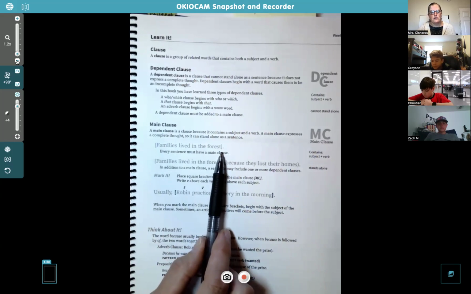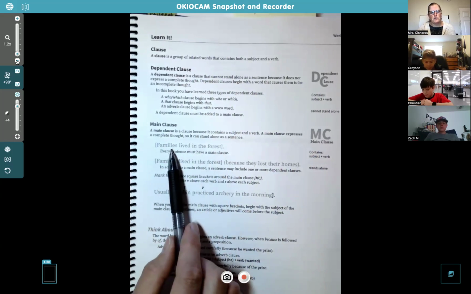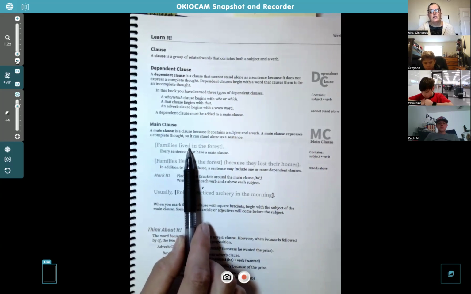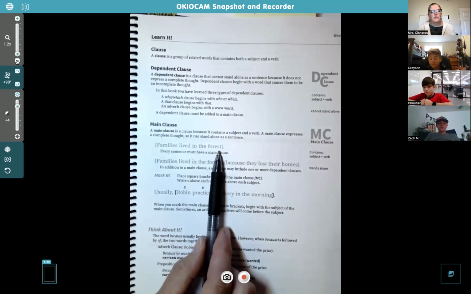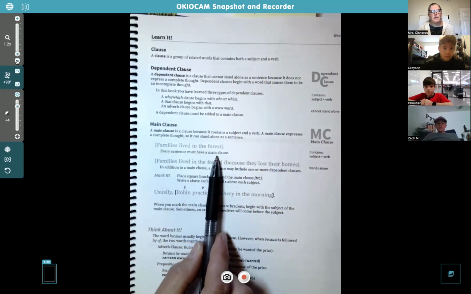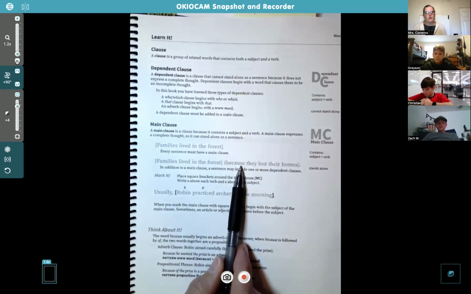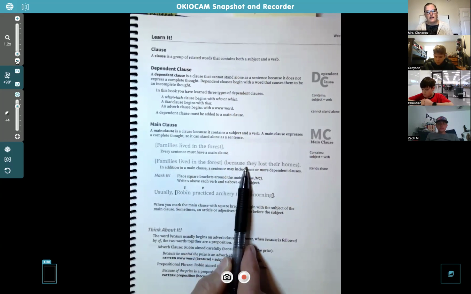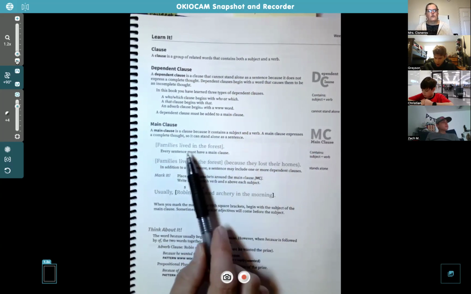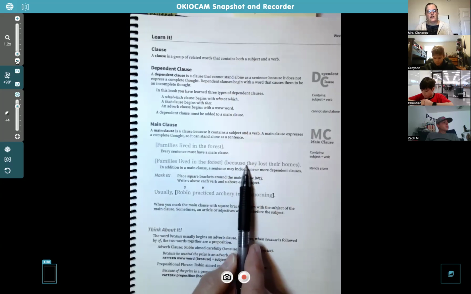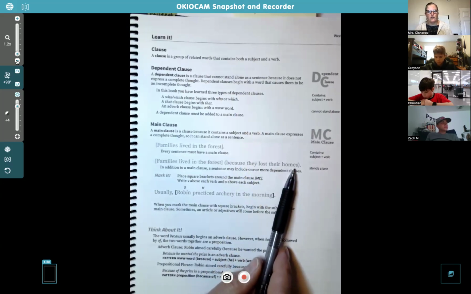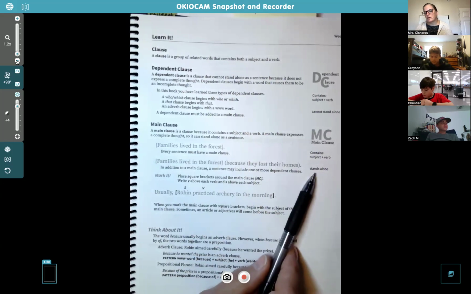Families lived in the forest. That's an example of a main clause. You've got your subject families, you've got your verb lived, and then the rest of the sentence. So every sentence must have a main clause. Here they've added a dependent clause. This is going to be one of those adverb clauses, the Asia word, .b. Families lived in the forest because they lost their homes. So now this clause here, because they lost their homes, that doesn't work by itself. It's not a complete thought, but you can add it to a main clause and it becomes complete.